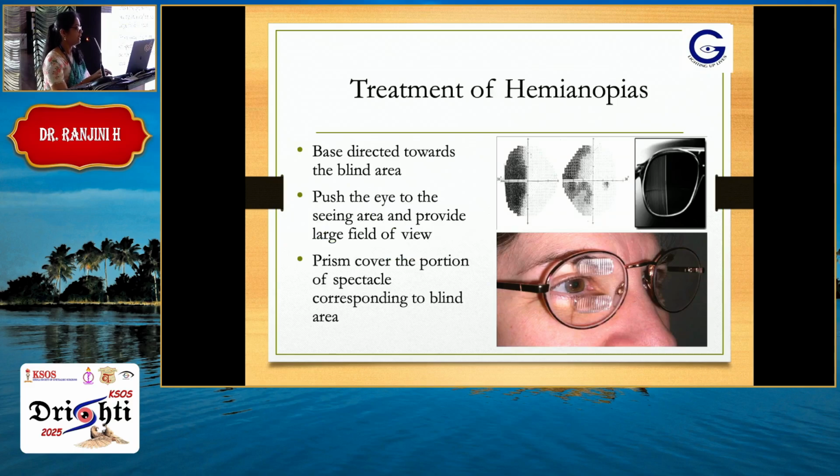Again, in the treatment of hemianopias, the base can be directed towards the blind area so that the blind area can be pushed and shifted into the seeing area, and it can provide a larger field of view. And this can be given like that, on one side, or it can be given as Peli prisms.